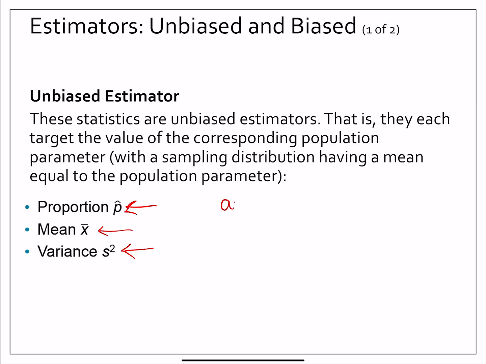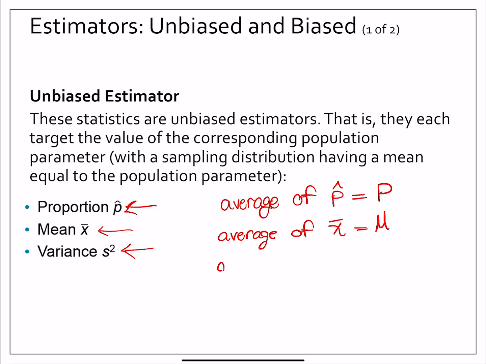So if we find the average of all of the sample proportions, we end up getting out the population proportion, right? If we find the average of all of the sample means, we get out the population mean. And if we average, now for the variance is a little tricky, but it's the same kind of concept.